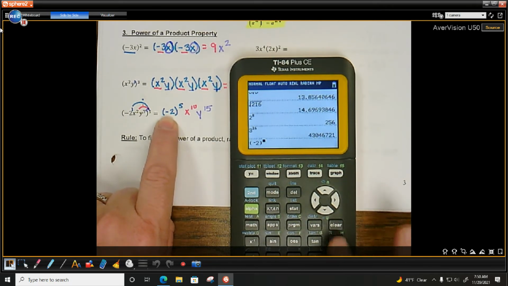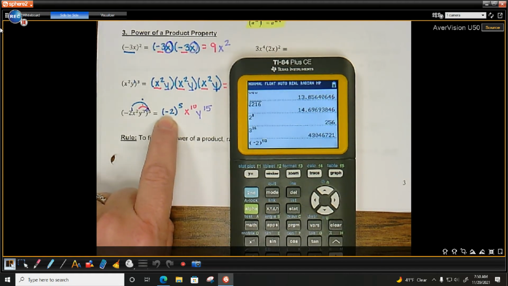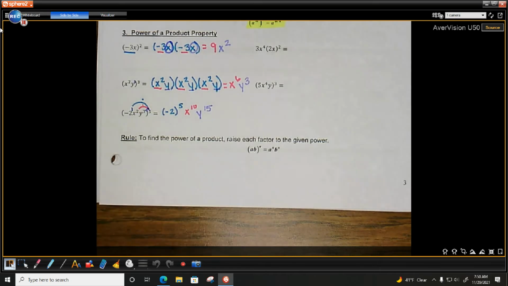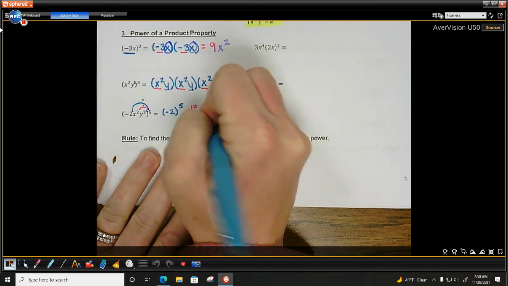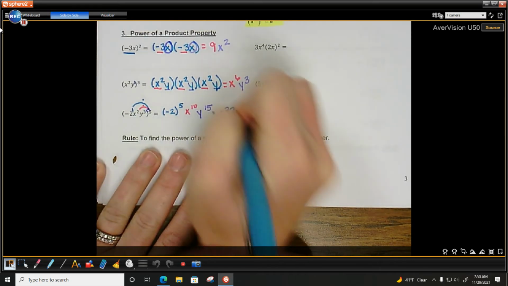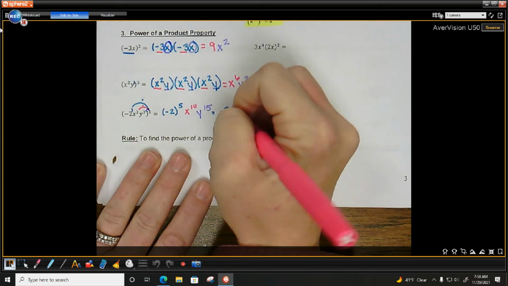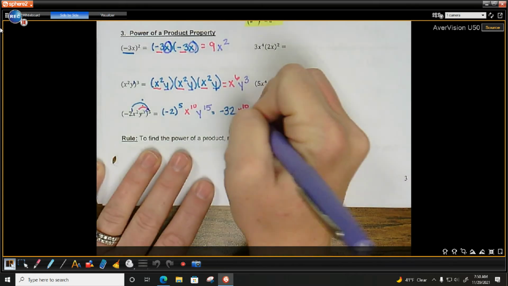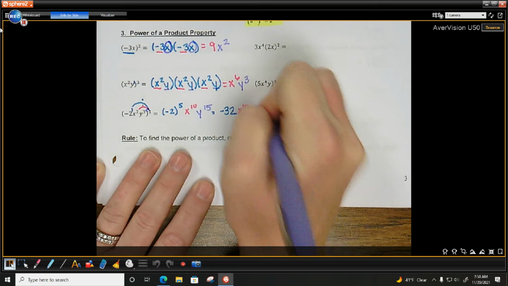Let's all type this in the calculator with me. -2 raised to the 5th power. And we get -32. Very good. X to the 10th, y to the 15th. And there is your answer.